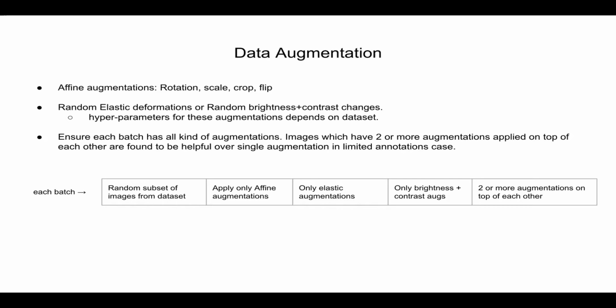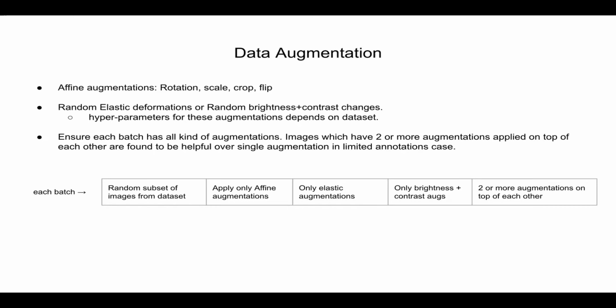And in the training, it's also important how you form the batch. What we have observed is that in a given batch, the training is quite good if you are able to include all kinds of augmentations in any given batch. So here, the first part of the batch would be a random subset of images, which you will sample from the data set.